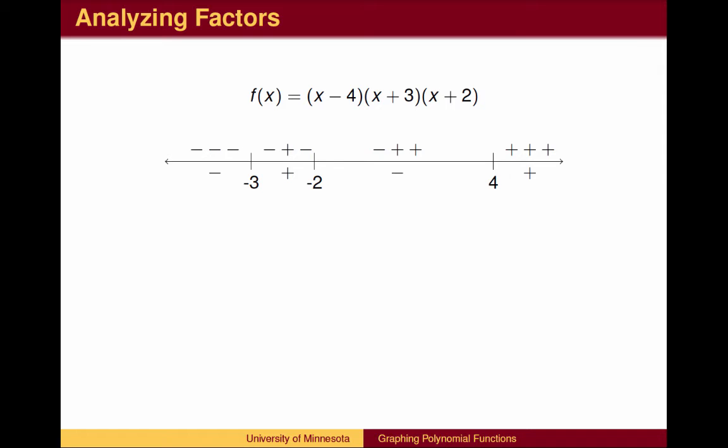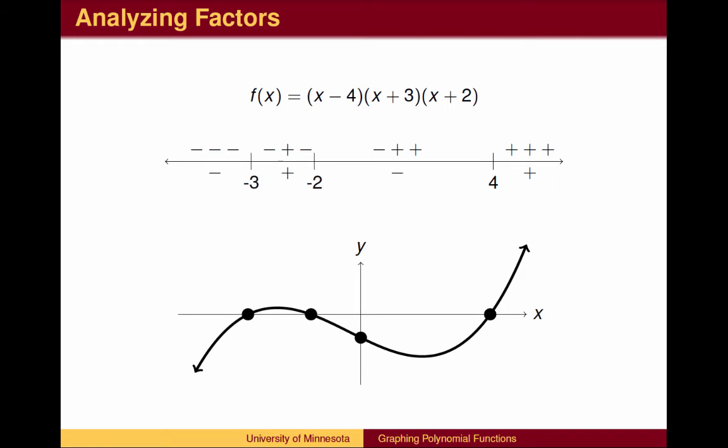Finally, to the left, all the factors are negative, and the three negatives make the product negative. We now know that the graph will be below the x-axis starting at the left, above the x-axis between negative 3 and negative 2, below the x-axis between negative 2 and 4, and above the x-axis to the right of 4. We can sketch the graph using this information together with the x and y intercepts.